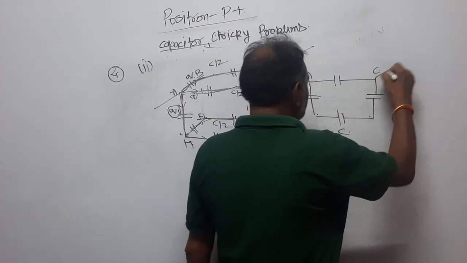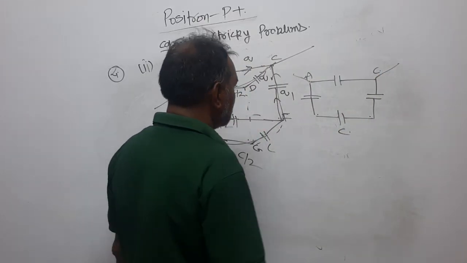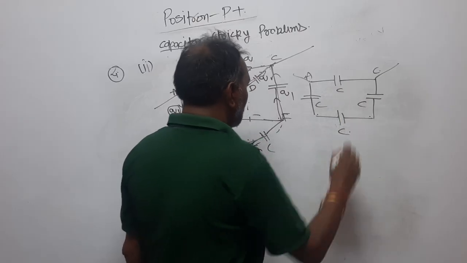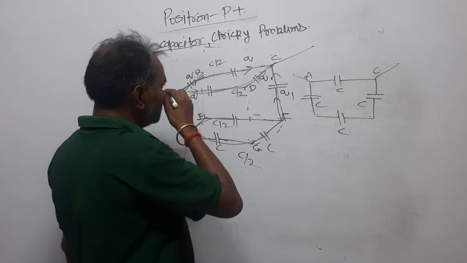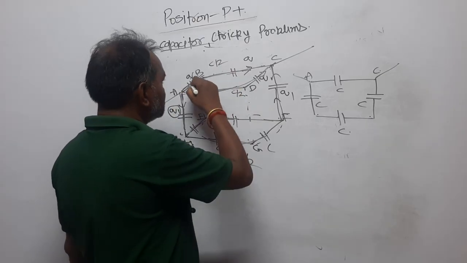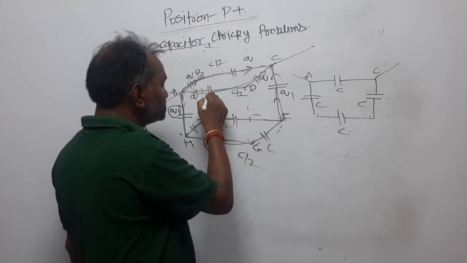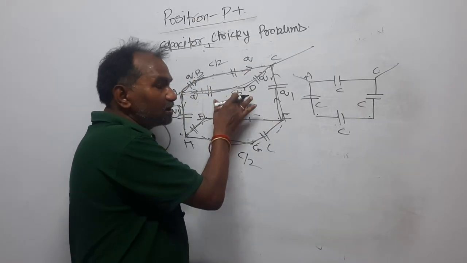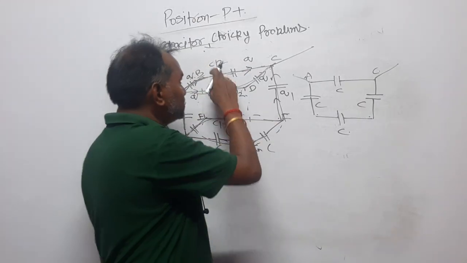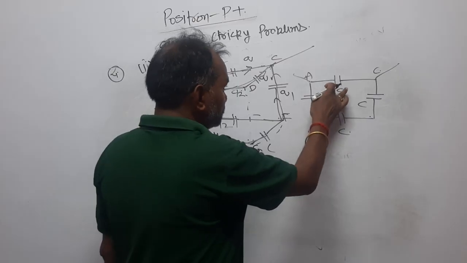Now between A and C we have to find out the equivalent. C, C, C, all four are C. Again you can see, between A and C, this is C, C, C by 2. These two C are in series, so their equivalent is C by 2. These two are finally in parallel, so C by 2 and C by 2 have equivalent C.